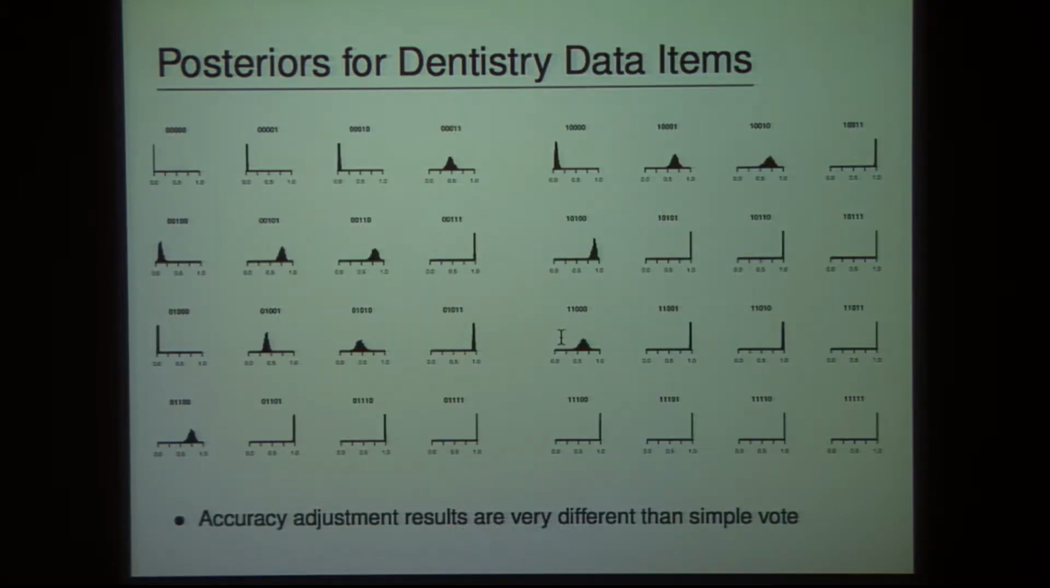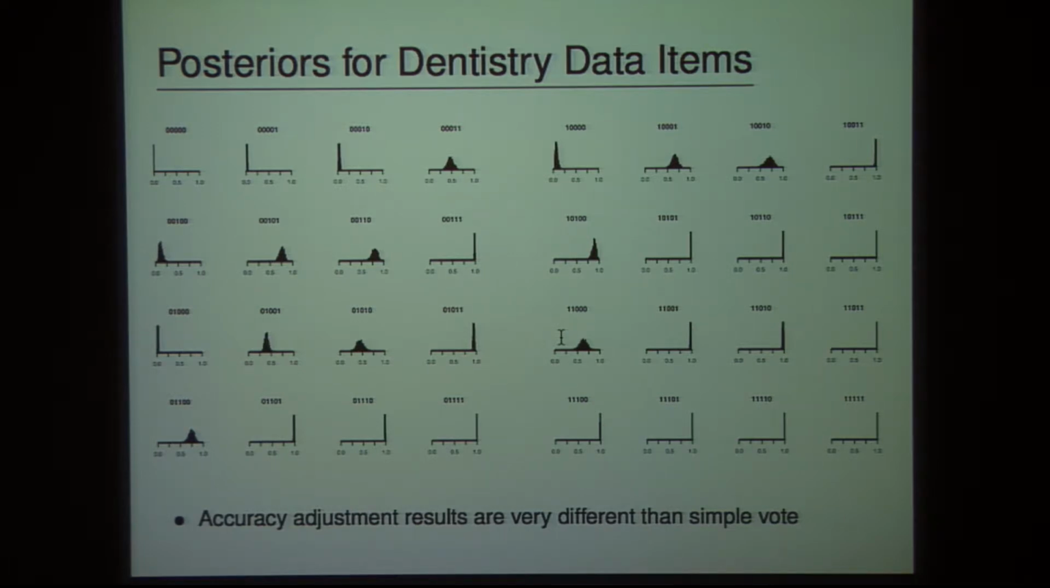Here's what the posteriors look like. You probably won't be able to read this, but you'll be able to see the shape for the different votes. Right, so let's look at one that's interesting. Like the second one up there is just dentist number 5. If dentist number 5 says something, we're pretty sure that it's not there, right?